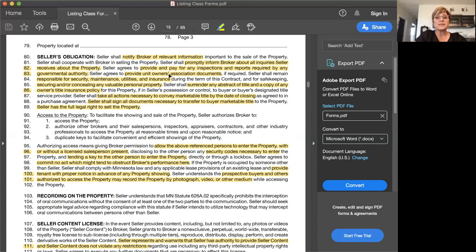It says that the seller agrees to provide and pay for any inspections and reports required by a governmental authority. Now, we don't have a ton of those down here, but I think up in the metro area, there are certain things that have to be done prior to listing a property, certain inspections, certain things that you have to get. So if you live in an area where some of those things are typically required by the county or the state before you sell, this is just saying to the seller, you're responsible for paying for those and getting those done, okay? If they live in a situation where there are association documents, the seller is agreeing to provide those for you so that you can provide those to a buyer.